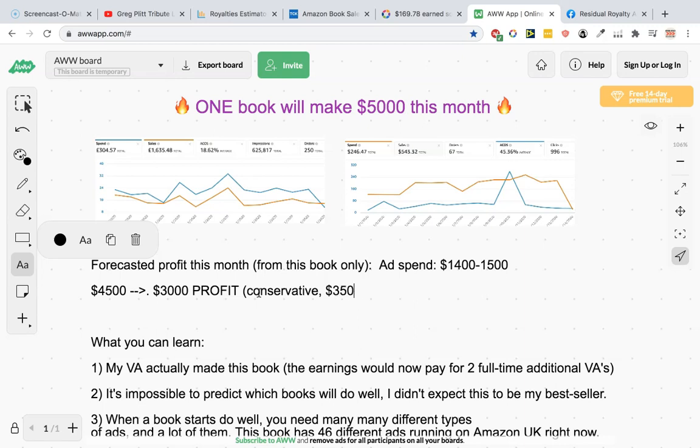And then into December, who knows, if the rank holds where it has been for the past week or so, then it's just going to be really, really insane. Maybe $5,000, $6,000 profit just from that one book in December. So let's see what happens. It's going to be very exciting either way. But enough of that. Let's talk about what you can learn from this.